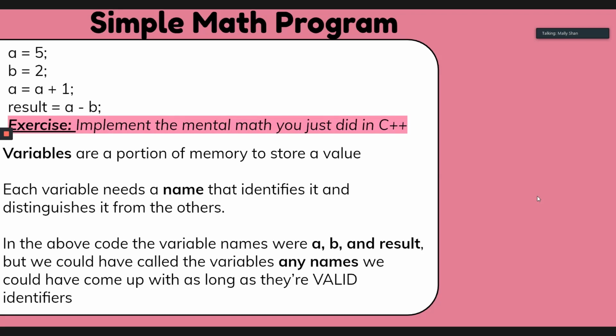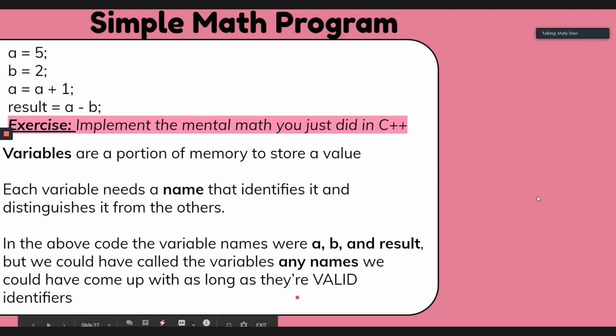So this example basically showcases what variables are. In the above code, the variable names are A, B, and result. We could have called these anything. I could have called 5 equals C or 2 equals X. It doesn't really matter. The point is that you're setting it equal to something so that your computer actually remembers it as it is. But these names, again, have to be valid identifiers.